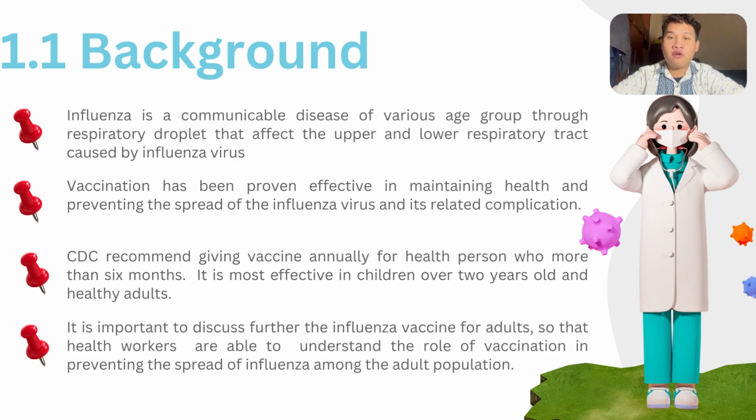The background of our writing are: first, influenza is a communicable disease of various age groups through respiratory droplets that affect the upper and lower respiratory tract, caused by influenza virus. Second, vaccination has been proven effective in maintaining health and preventing the spread of influenza virus and its related complications. Third, CDC recommended giving vaccine annually for healthy persons older than 6 months. It's most effective in children over 2 years and healthy adults.